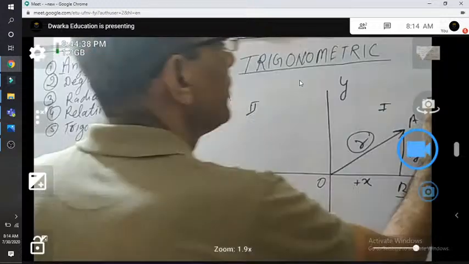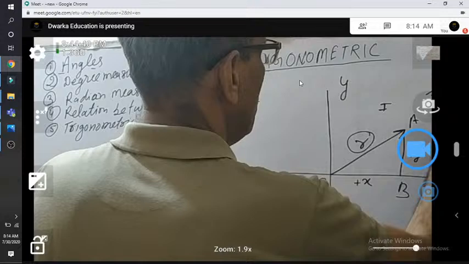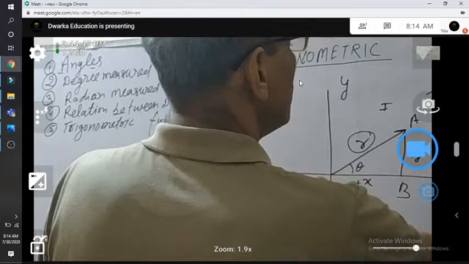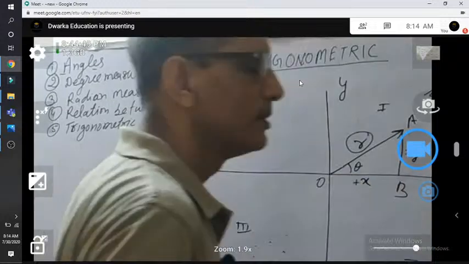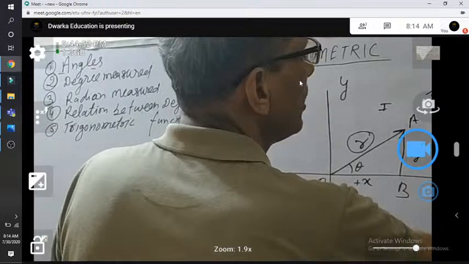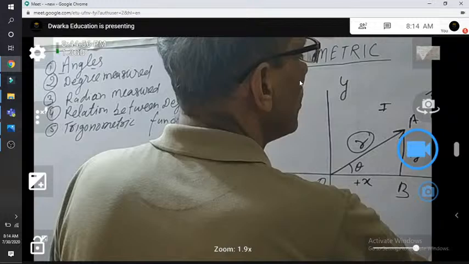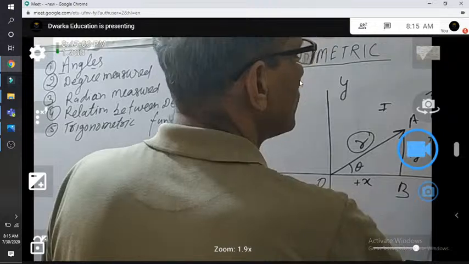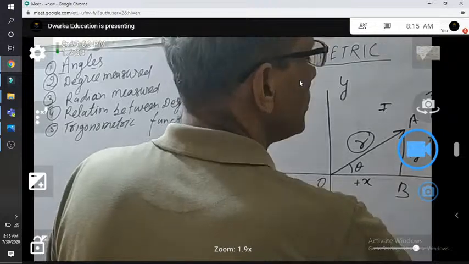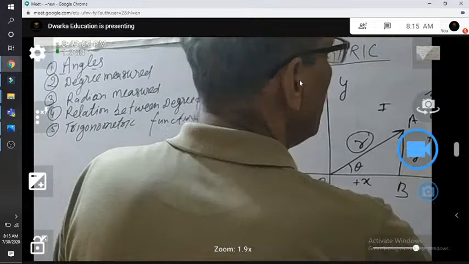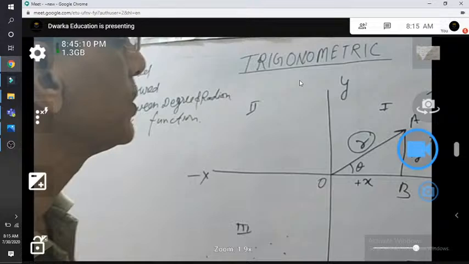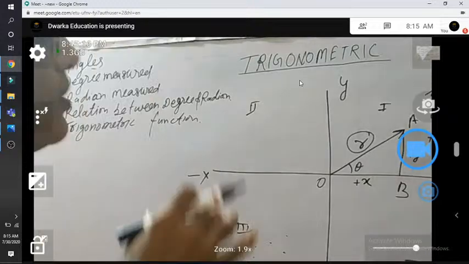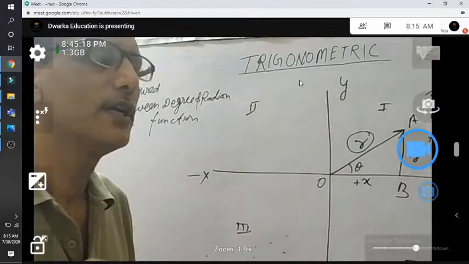Now we know that if this is theta, then sine theta is equal to y upon r. Then this is positive, all are positive. Same, cos theta is x upon r, this is also positive, and tangent theta is equal to y upon x, this is also positive. So all are positive. If any angle is in the first quadrant, then the trigonometric functions are positive.